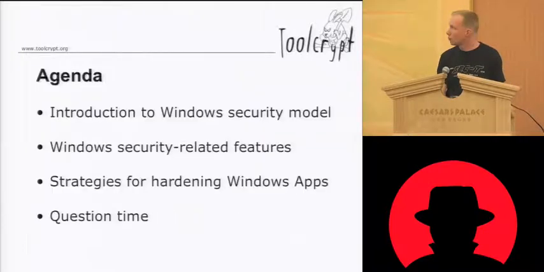So what's this talk all about? Well, the agenda for today is I'm going to give you a brief introduction for those of you who aren't really up to speed on the Windows security model and how security works in Windows. And then we're going to go through some interesting features of Windows that can be used to enhance the security of your applications. And we're going to finish off with a section on strategies for making more secure Windows applications by employing some of these technologies that we've talked about. So let's just breeze into this.